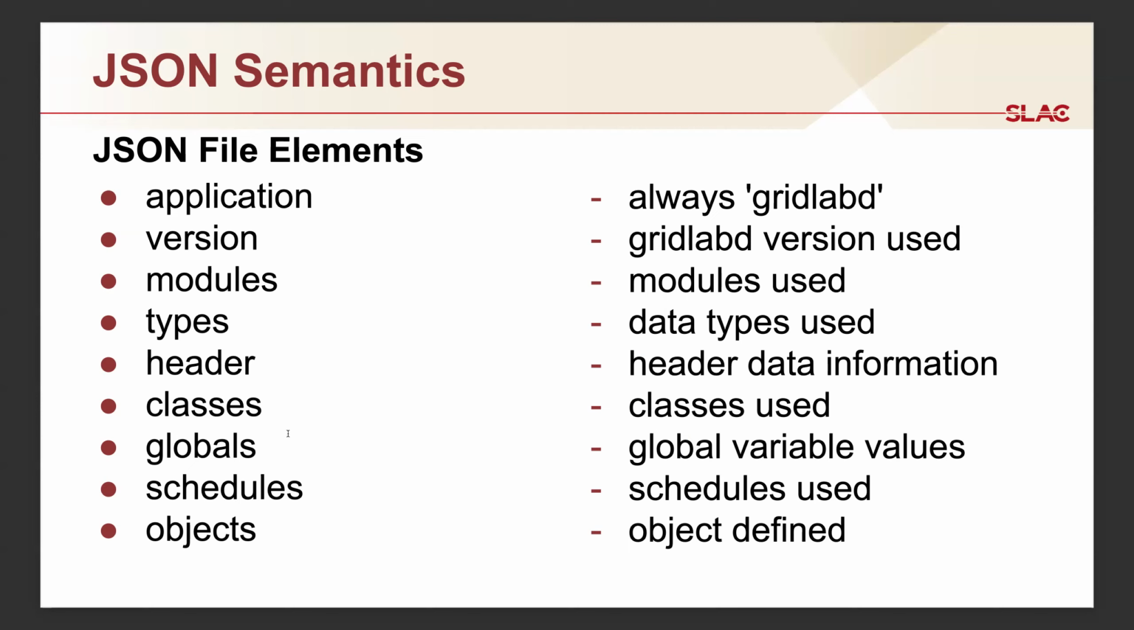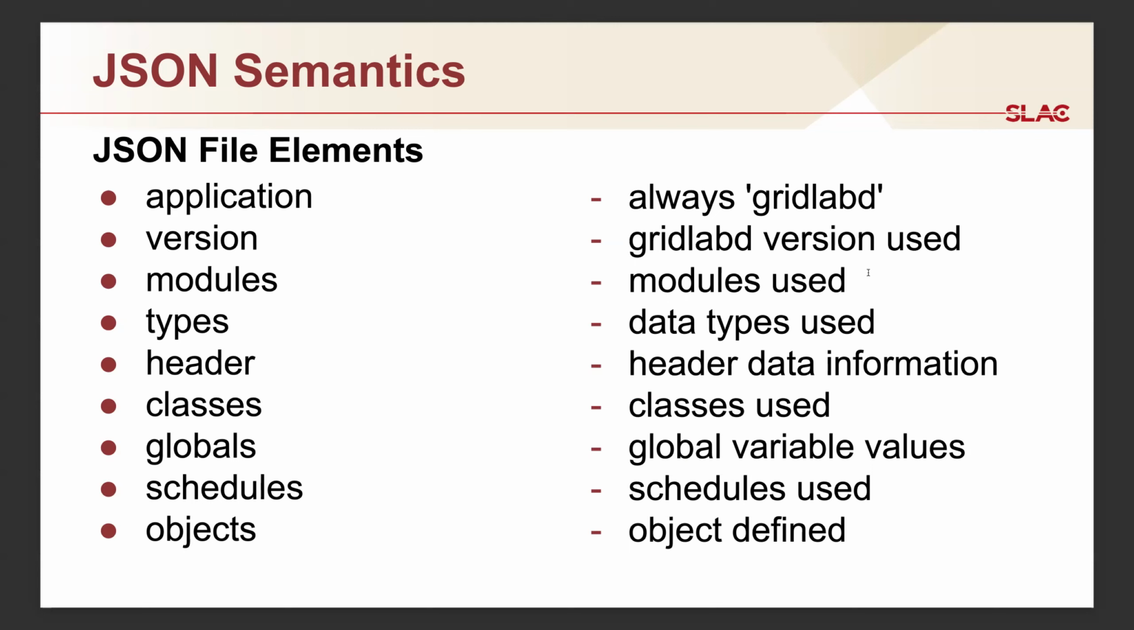There are others that may show up like filters, depending on whether the model includes those things, but they are not required to be in the model. So the application element is always going to be the word Gridlab-D. That's how we know that we've got a Gridlab-D JSON file itself, and that we expect to find these other components.